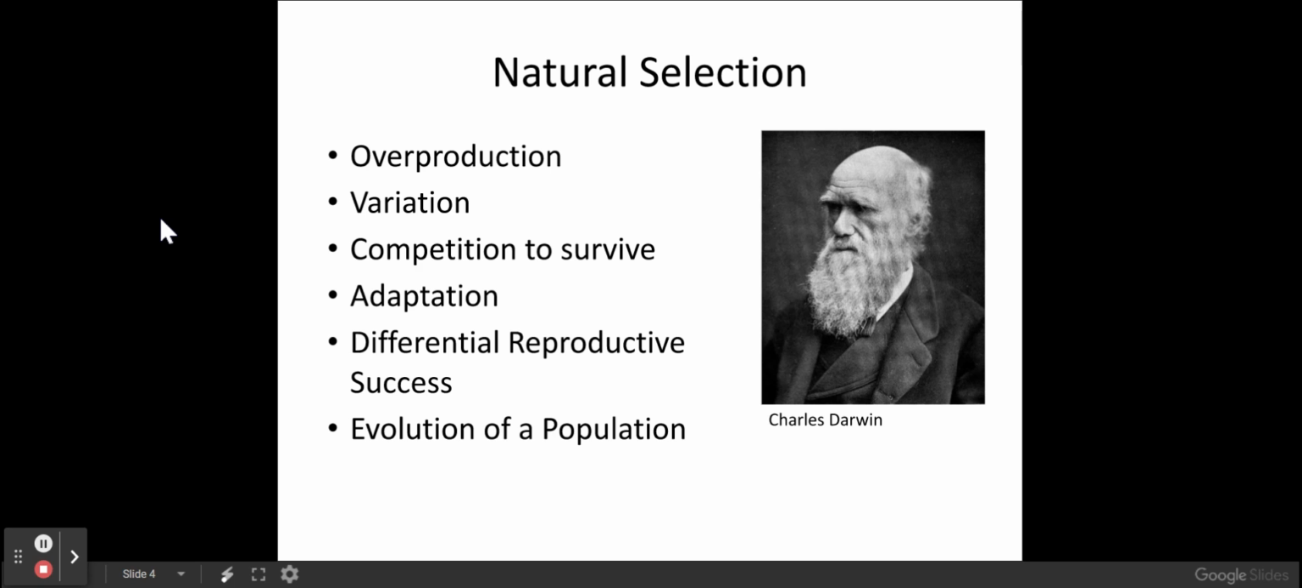And there are some basic ideas involved in this theory that we're going to discuss. So there's this idea of overproduction, variation, competition to survive, adaptation, differential reproductive success, and then the idea that all of these come together to cause evolution of a population.